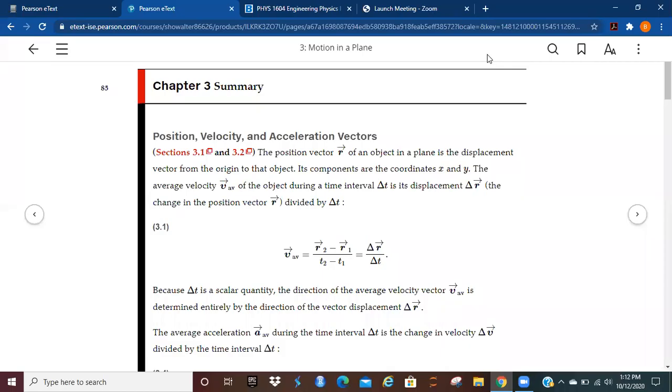Hello, and now we will be discussing Chapter 3. We'll go through sections 3.1, 3.2, and then we'll go through the other sections a little later on in different recordings.